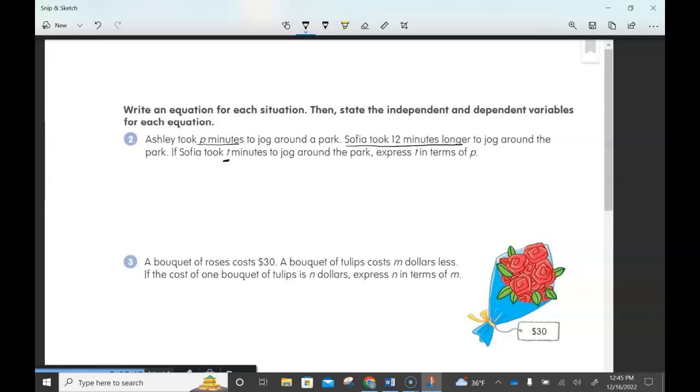What this would look like, and I want you to write this in your book, is t is going to equal p plus 12. So the amount of time that Sophia took will equal the amount of minutes that Ashley took, p, plus 12. Why is that? Because we know that Sophia took 12 minutes longer to jog around the park. So we need to think about what's the independent variable and what's the dependent variable. The independent variable, the variable that does not need anything else for it to change, would be p. So p equals the independent variable.